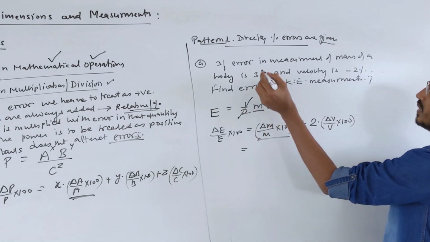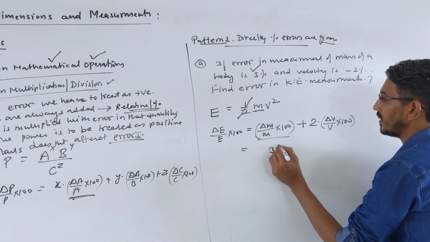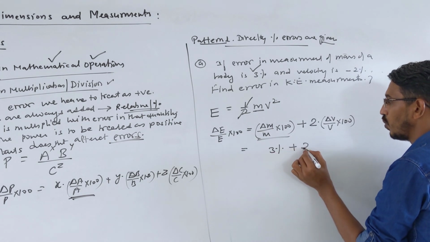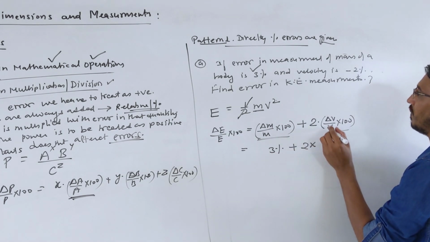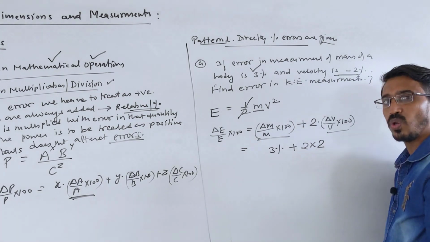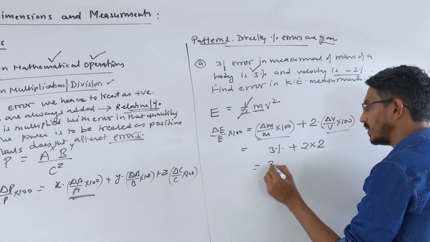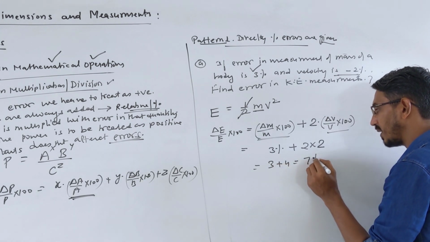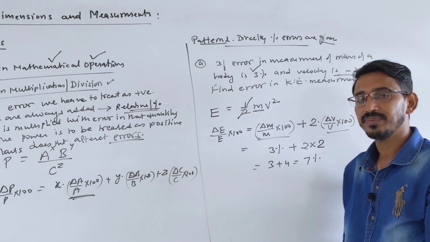Right, now error in mass is already given to us. How much is given? 3%. You write here directly 3%. This directly percentage is given. 2 times the error in velocity, which is given minus 2%. But you will call here 2% only. No negativity, alright? 3 plus 4, what is the answer? 7% is the answer of this question, right?